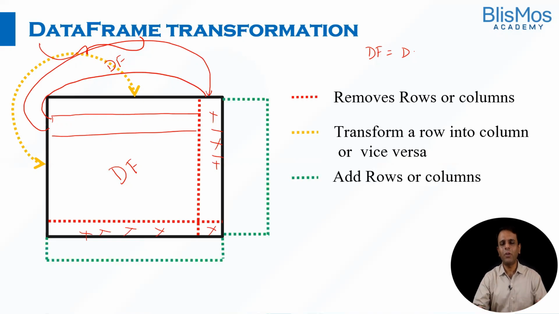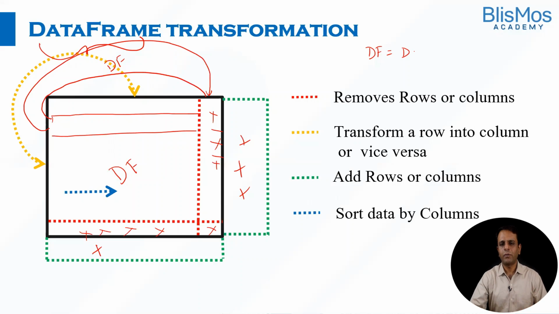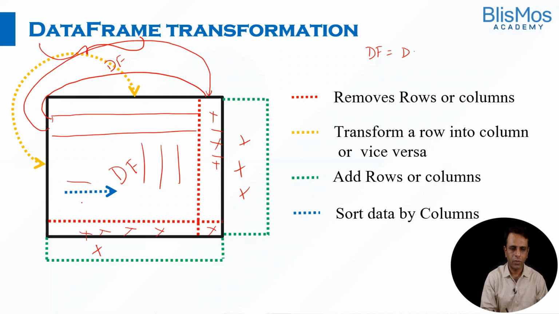Now that we removed a column or a row, we can either add a row or add a column also. That is one more transformation. Now that we understood we can remove or add or transform, there is a use case to sort the data by columns as well. We have columns, we can sort the data by columns. That also can be done. That is one of the transformations.